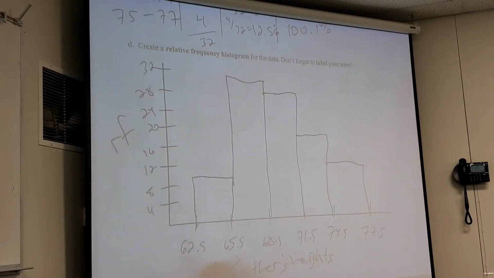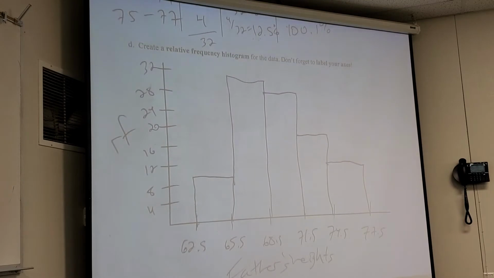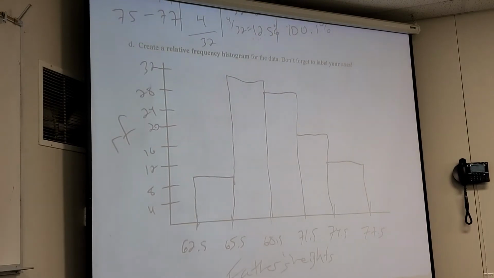Here's my scale for this. How can I double check everything's good? 3, 3, 3. See? I know there's supposed to be 3 wide. And then the height is just based on the percentage. Is everybody cool with that? Put the labels on there. RF for relative frequency. Father's heights is what I'm showing people.